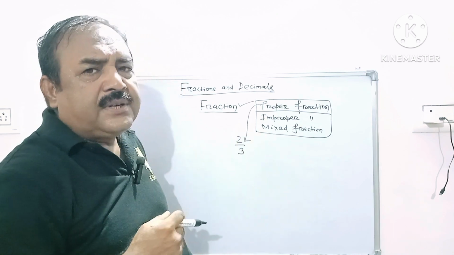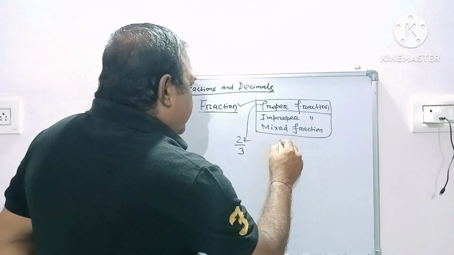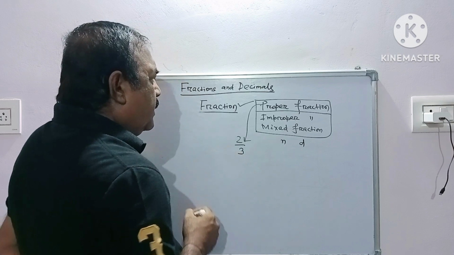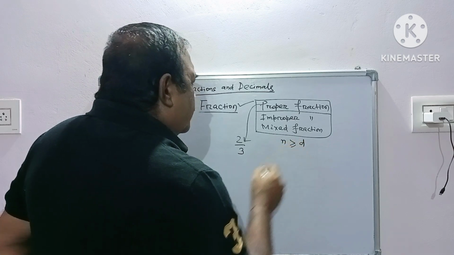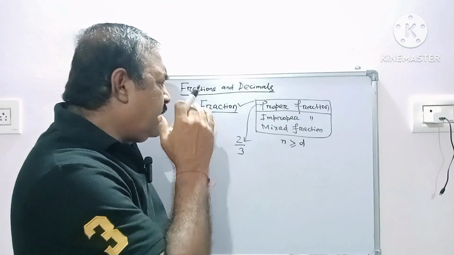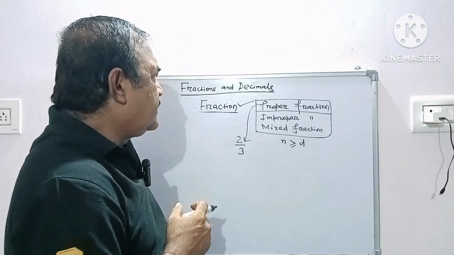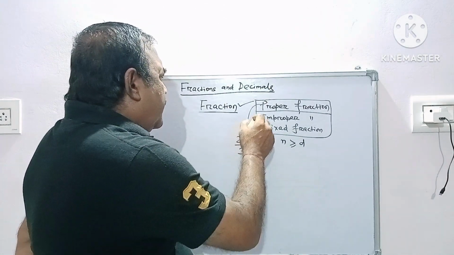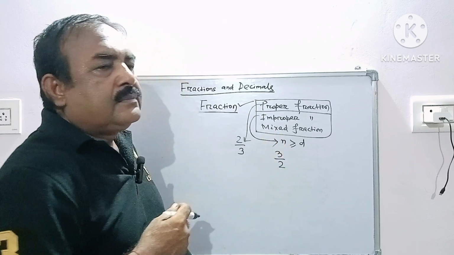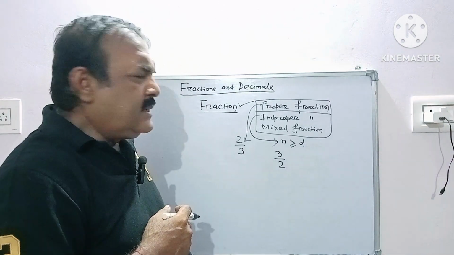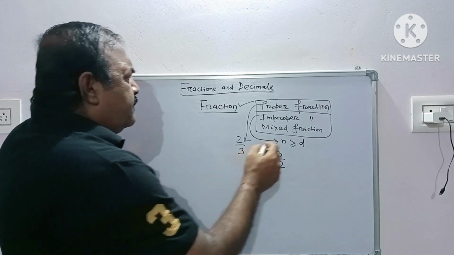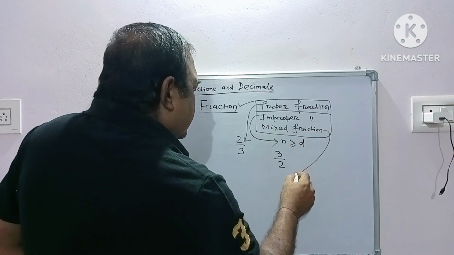So what is improper fraction? Now if I write the symbol n for the numerator and d for the denominator, you see n is greater than or equal to d. If the numerator is greater than the denominator or the numerator is equal to the denominator, in that case that is an improper fraction. Suppose I write 3 upon 2. That is an improper fraction. So what is mixed fraction? What is mixed fraction?